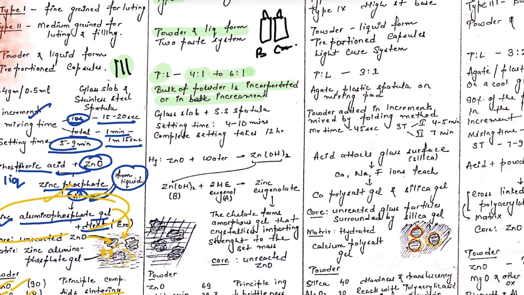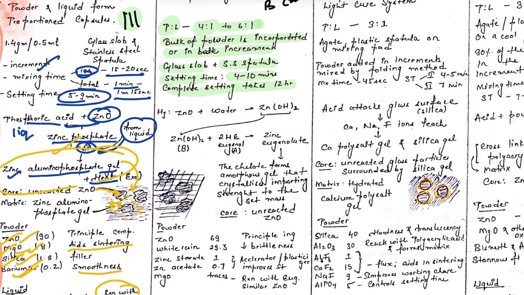You mix it on a glass slab with a stainless steel spatula. The setting time is 4 to 10 minutes. Complete setting may take 12 hours. So it can take long.